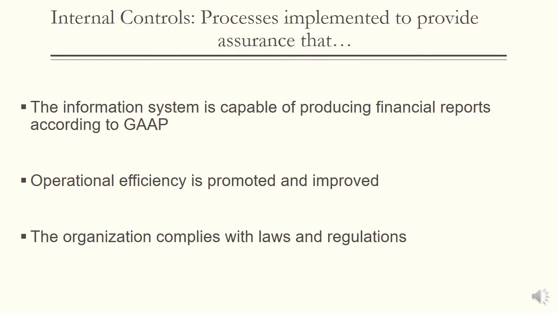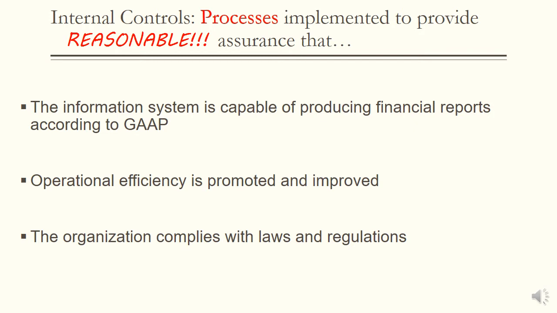So recall, internal controls are processes that are implemented to provide reasonable assurance that the information system is capable of producing financial reports according to GAAP. This was the lying objective. If an internal control system is functional, it'll keep management from lying about what's on the financial reports.